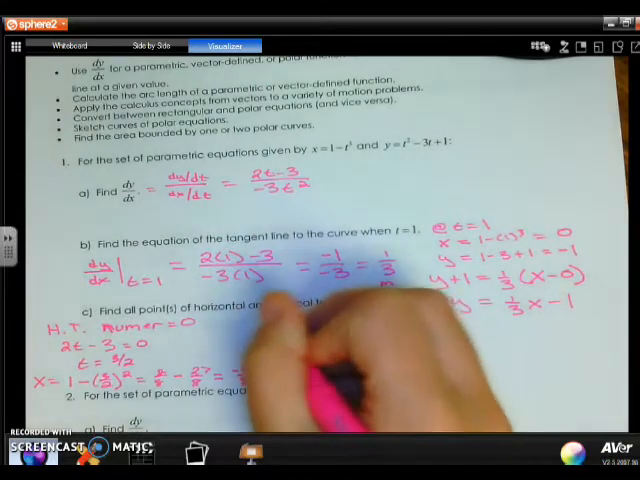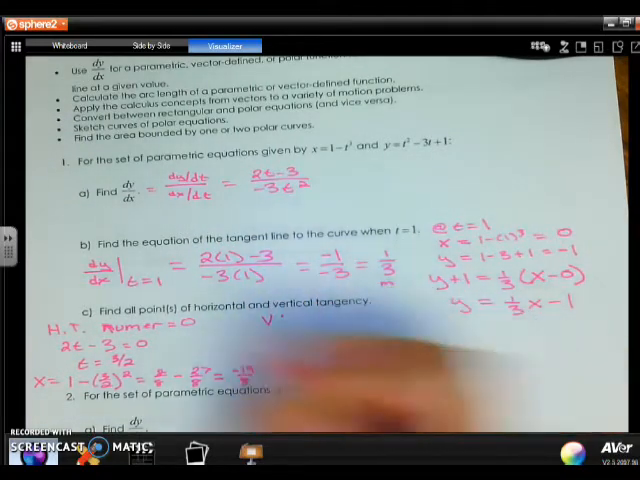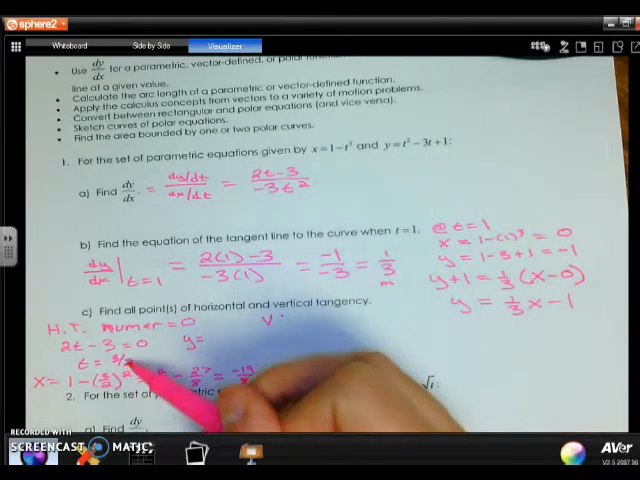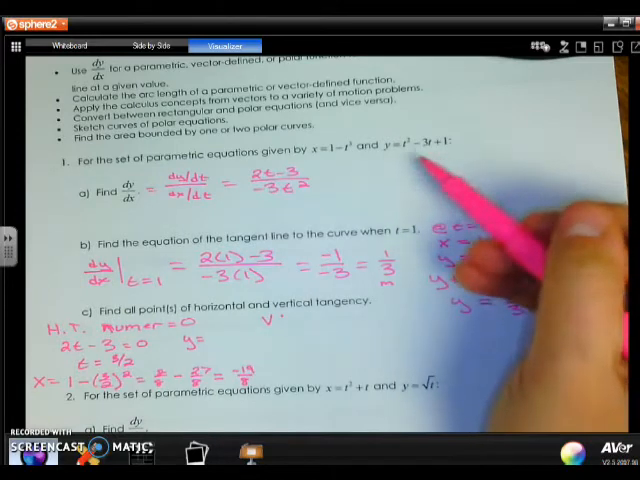And now I need to pay attention to my vertical tangent. Oh, no, I need my y value first. To get the y value, I'll say y equals, and again I'm taking this t value and plugging it into y.